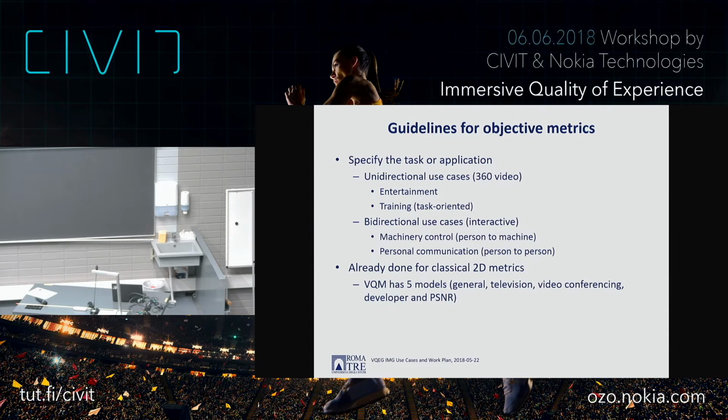Then we have a more difficult task, that is the bidirectional use cases. That means that there is an interaction between two parties, and there we start having a lot more problems that have to be dealt with. So for the moment, for example, we started investigating the unidirectional use cases on the subjective side, trying to move to bidirectional and then eventually come up with quality metrics for this.